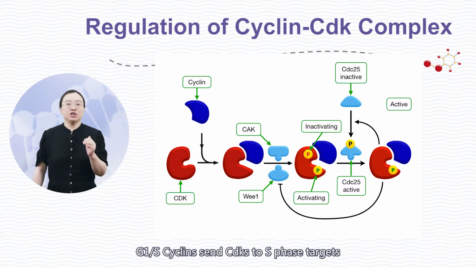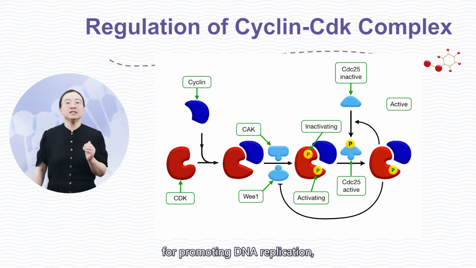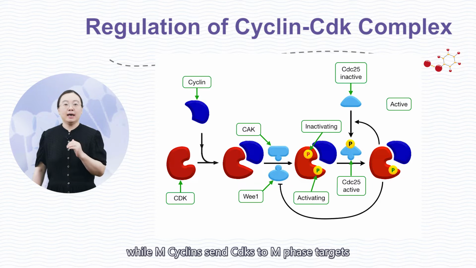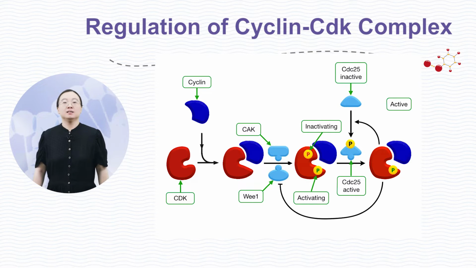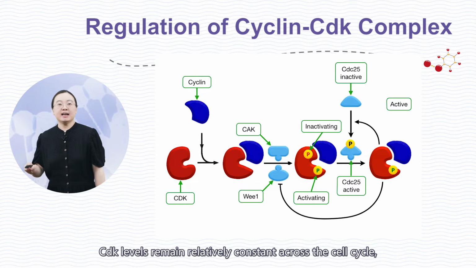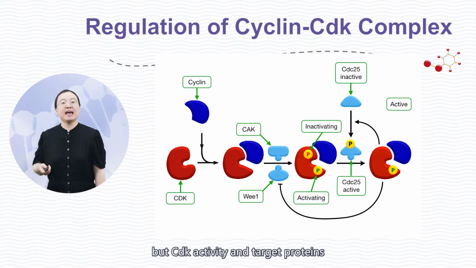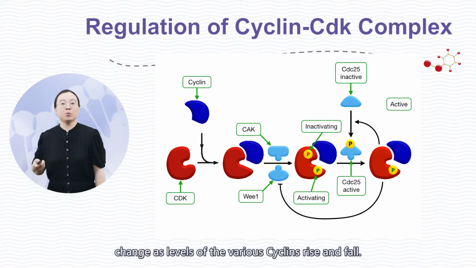For instance, G1/S cyclins send CDKs to S-phase targets for promoting DNA replication, while M cyclins send CDKs to M-phase targets for making the nuclear membrane break down. Cyclins and CDKs are very evolutionarily conserved. In general, CDK levels remain relatively constant across the cell cycle, but CDK activity and target proteins change as levels of the various cyclins rise and fall.